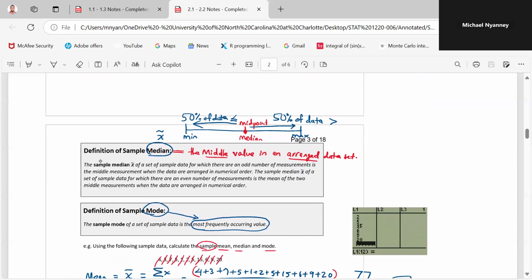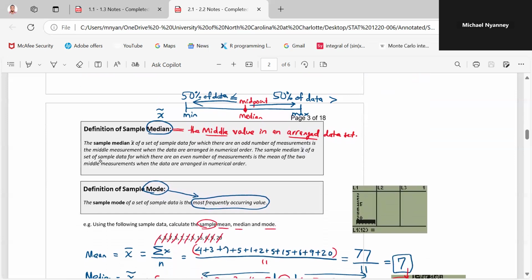Okay. And definition of sample median. Definition of sample mean. Sometimes we want to know the middle part of our data. So that's the middle part. So we use the S tilde, the middle part of our data.